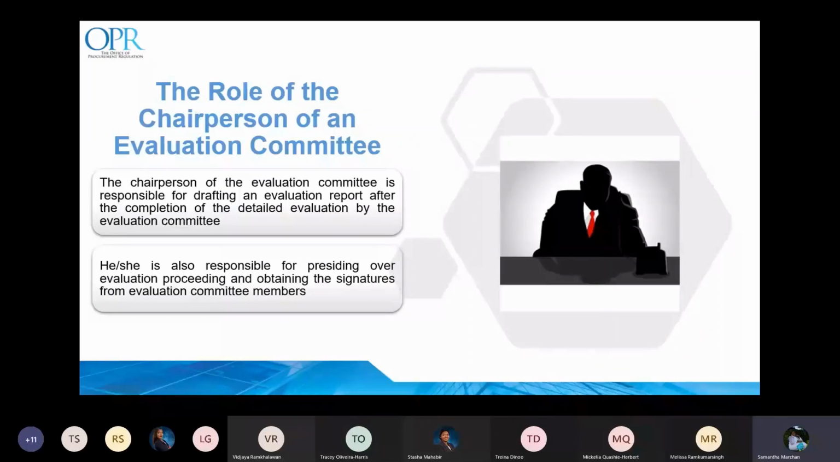The role of the chairperson of an evaluation committee. Now, the chairperson of the evaluation committee is responsible for drafting an evaluation report after the completion of the detailed evaluation by the evaluation committee. He or she is also responsible for presiding over evaluation proceedings and obtaining the signatures from evaluation committee members.